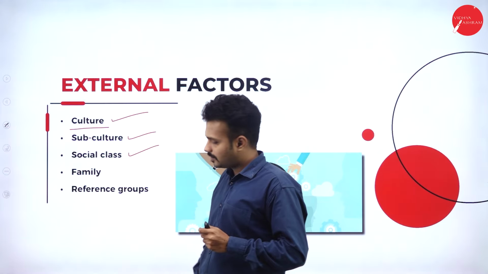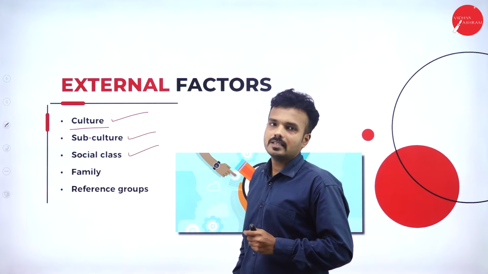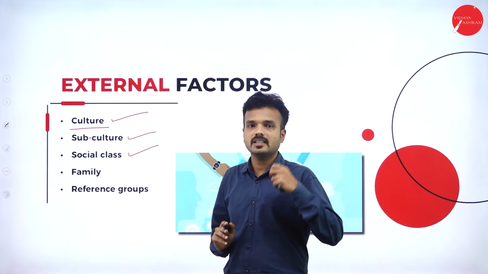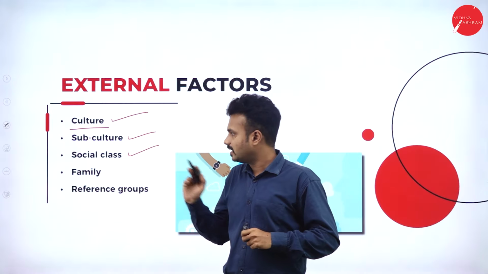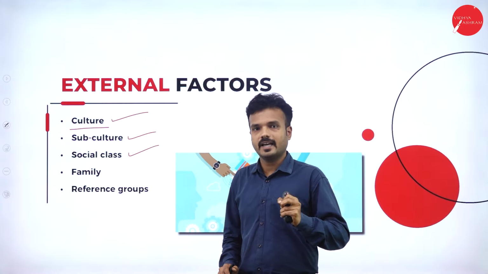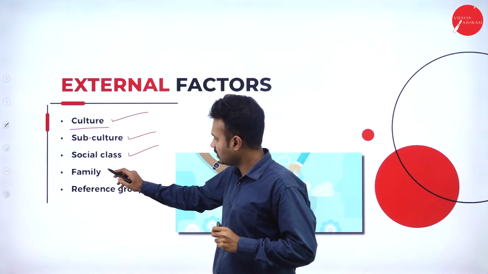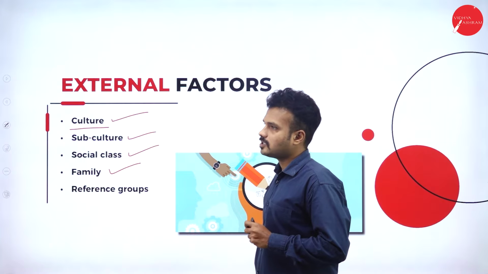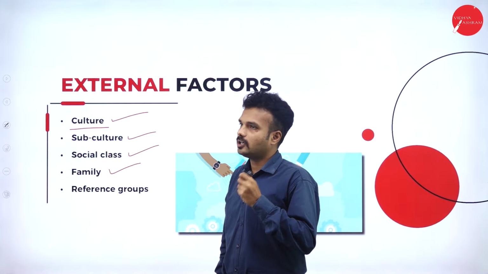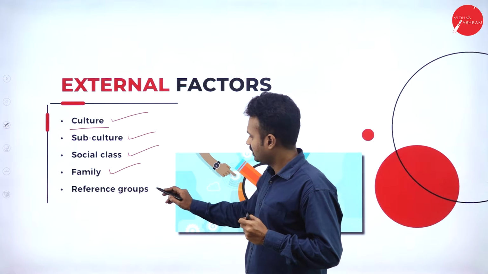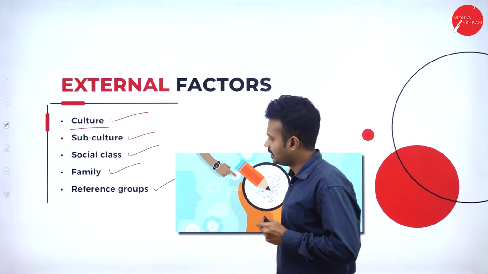Next up is social class. What do you mean by social class? Social class is a group of people who share an equal position in the society in terms of income, education and occupation. The next is family. The consumer gets influenced by the family, or he gets influenced by the family members. The last one is reference group.